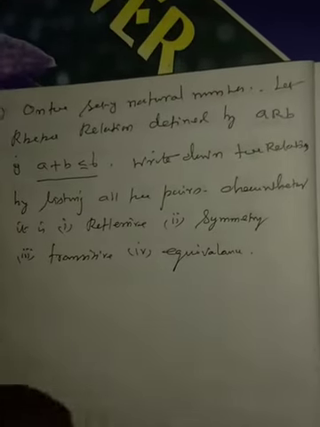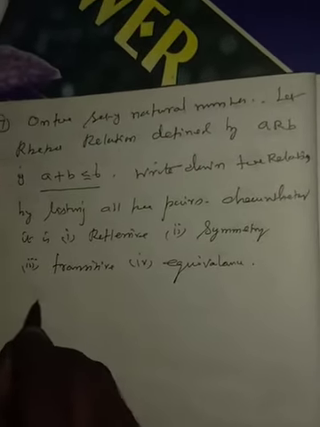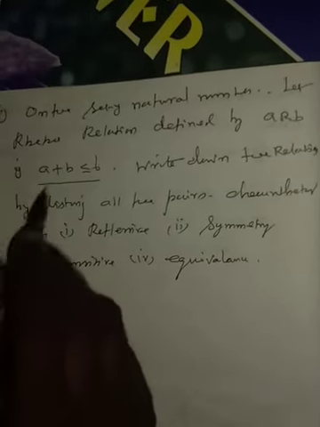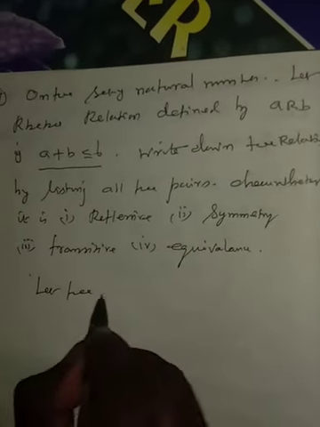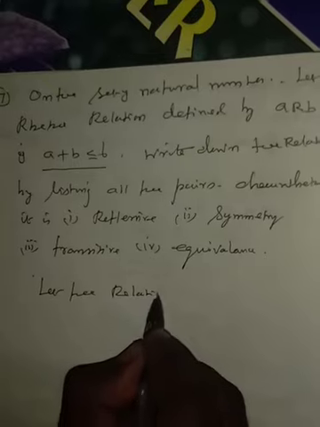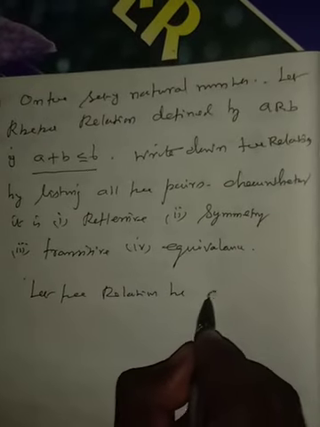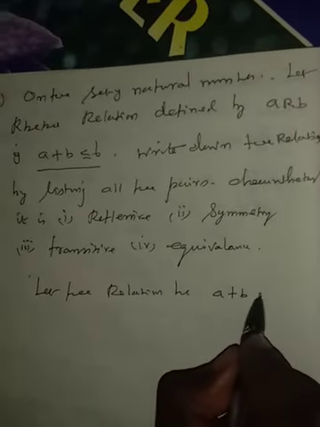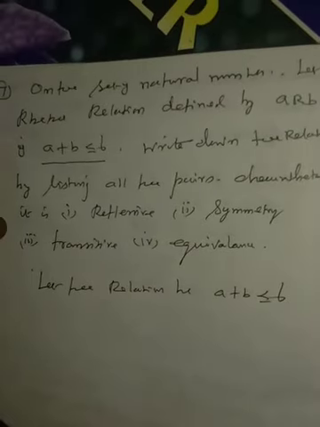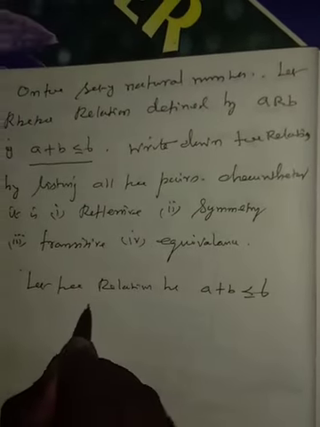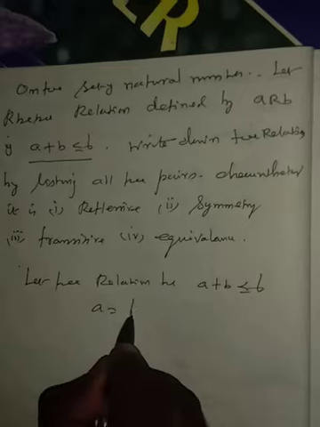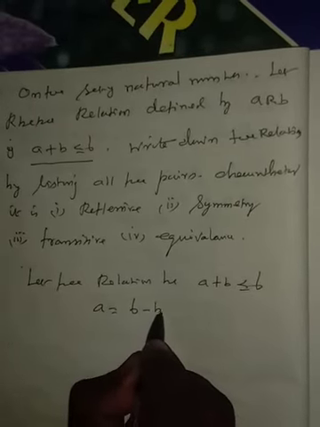Equivalence. The given instruction: let the relation be A plus B less than or equal to 6. From the relation, A is equal to 6 minus B.